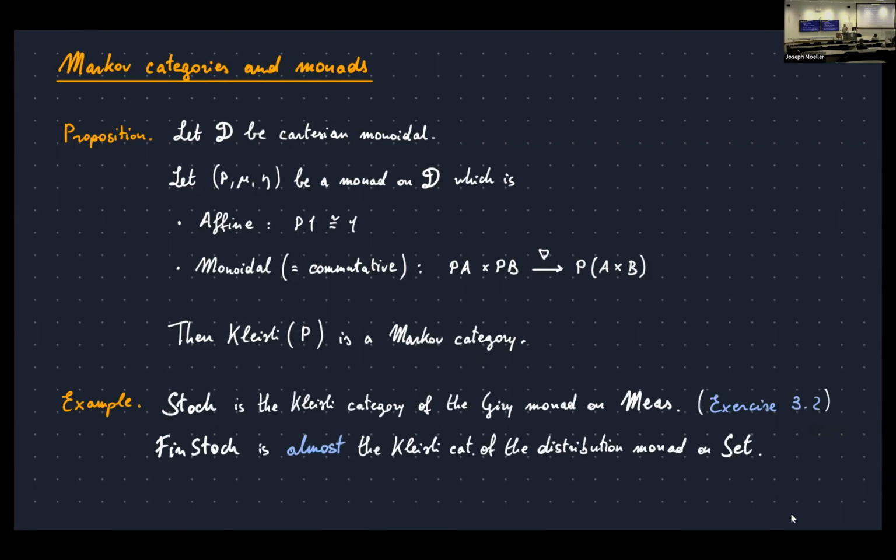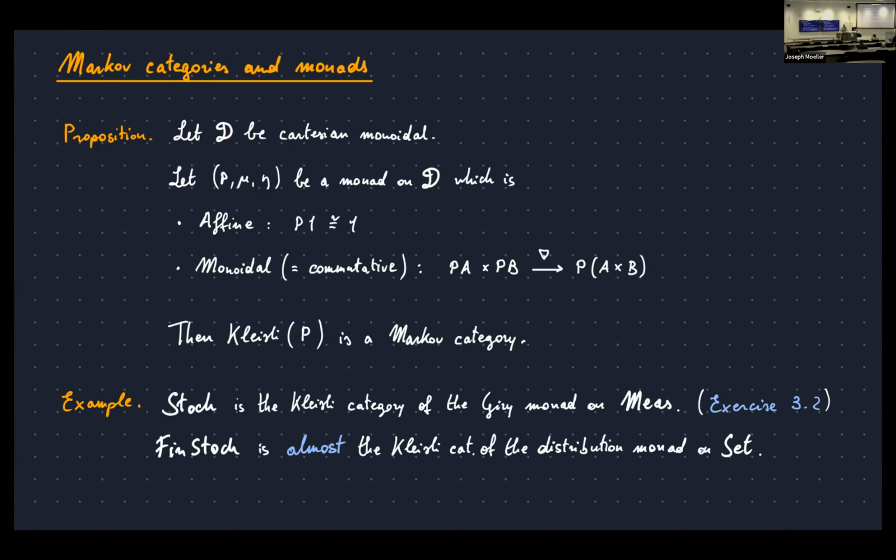The prime example of this is that Stoch is the Kleisli category of the famous Giry monad. And sometimes people restrict the Giry monad to Borel spaces, and that's how you get BorelStoch. So both Stoch and BorelStoch are Kleisli categories, and the monad you use is the Giry monad. It's one of the things you can prove later.